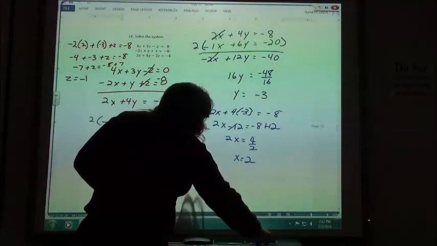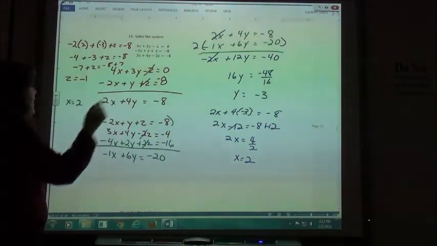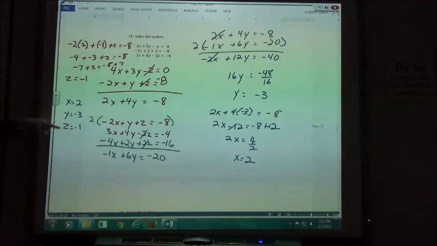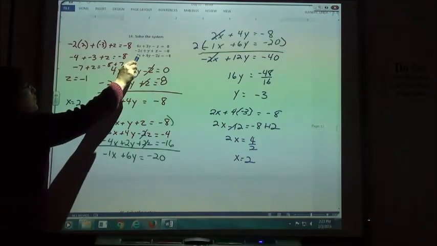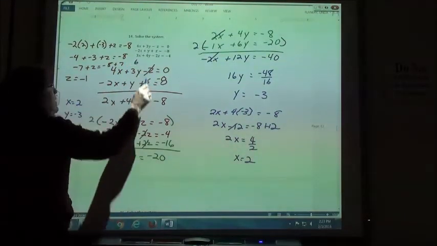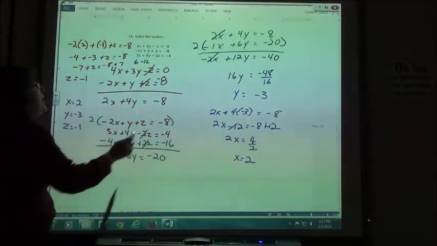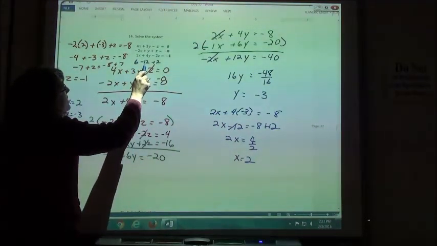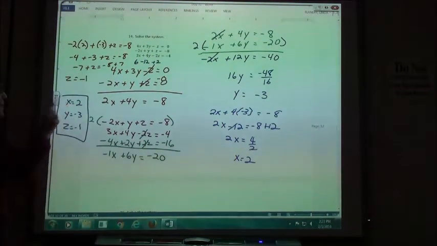So what I came up with is x equals 2, y equals negative 3, and z equals negative 1. Again, just to double check myself, I'm going to plug it into my bottom equation and see if it works out okay. So 3 times 2 would be 6. 4 times negative 3 would be minus 12. Negative 2 times a negative 1 is a plus 2. 6 minus 12 is negative 6. Negative 6 plus 2 is negative 4. Yep, that checks out okay. So those must be my solutions: 2, negative 3, and negative 1.